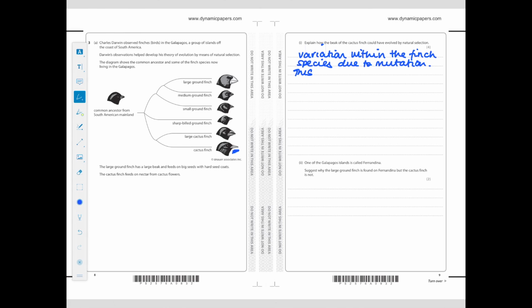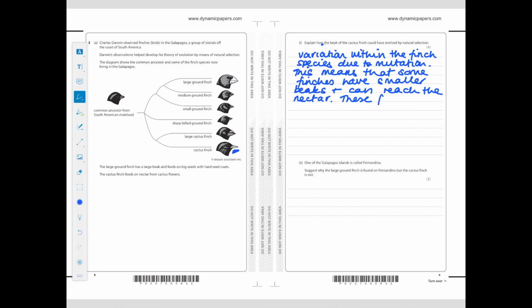This means that some finches, and let's have a look at the picture, well, the cactus finch has a smaller beak, have smaller beaks, and can reach the nectar. So they can reach the nectar better, which means they can feed better, and therefore they get more food, they're more likely to survive.